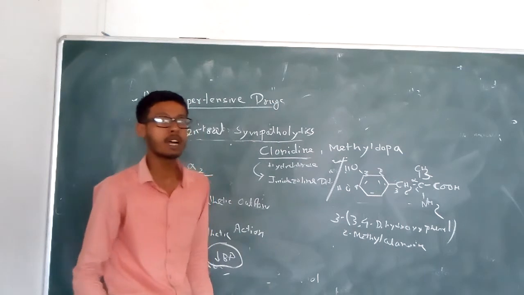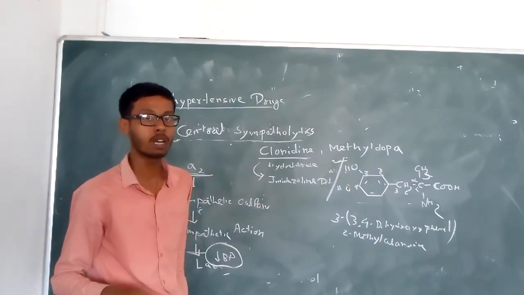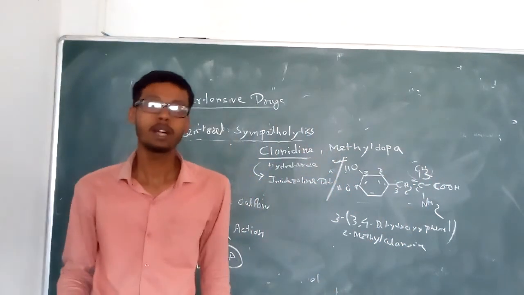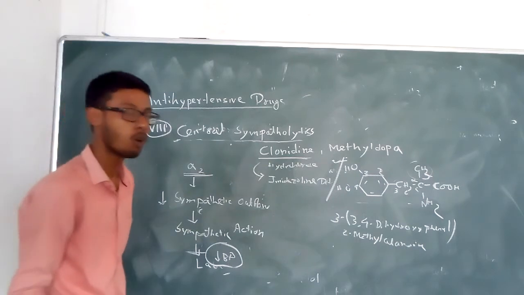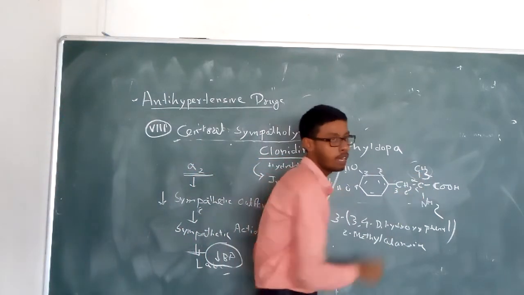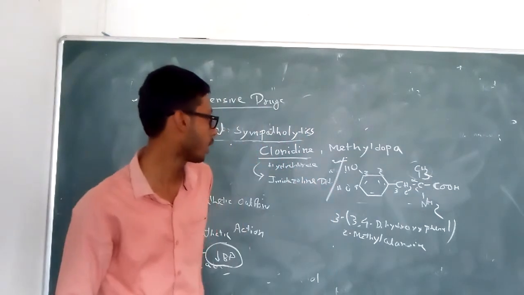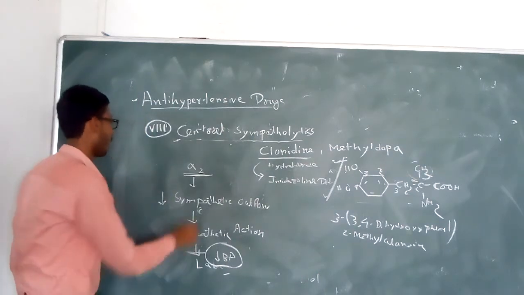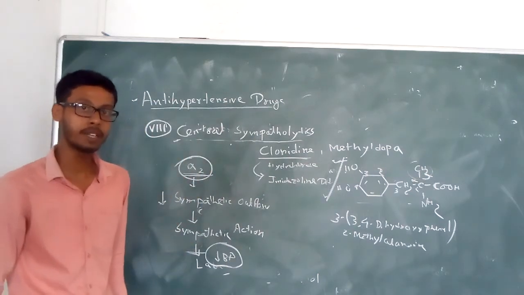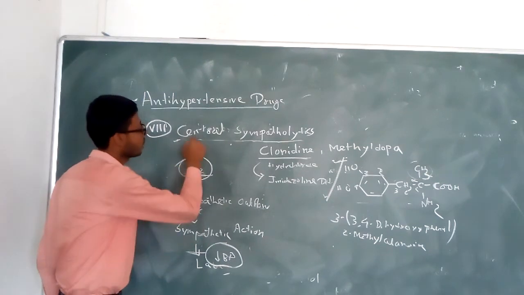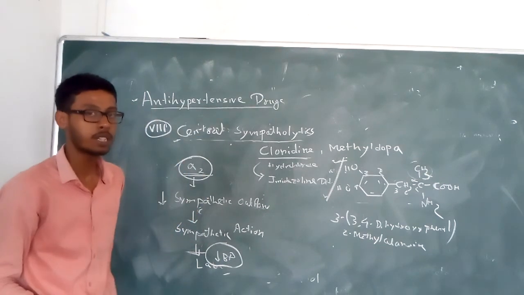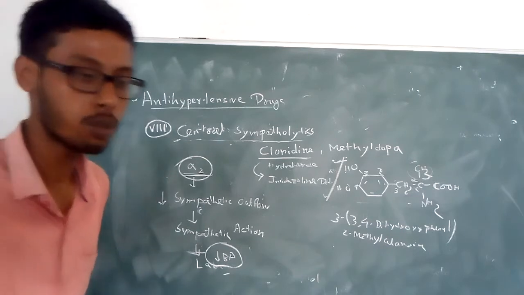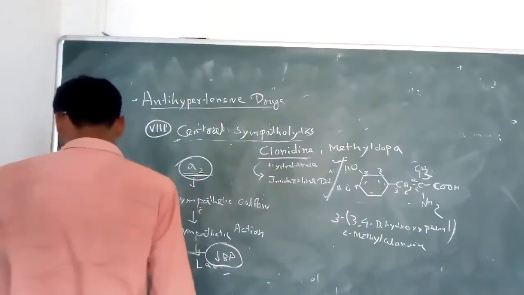Methyldopa is converted enzymatically to dopa without the methyl group, and it is then converted enzymatically to noradrenaline, which contains an extra methyl group. So methyl noradrenaline is formed, and it acts centrally on the brain system. The alpha 2 receptor is present in the brain stem, and centrally it shows sympatholytic action. So that is the category of central sympatholytics.